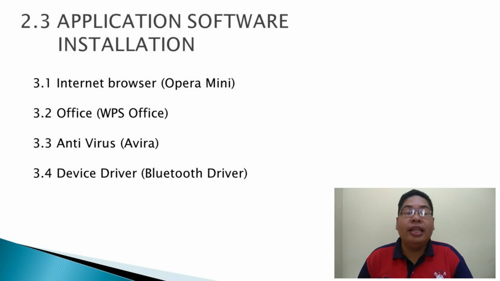Okay, part 3 in task 2, application software installation. First, we install the internet browser, which is Opera Mini. Second, Office, which is WPS Office. Third, antivirus, which is Avira. For the device driver, we install the Bluetooth driver.